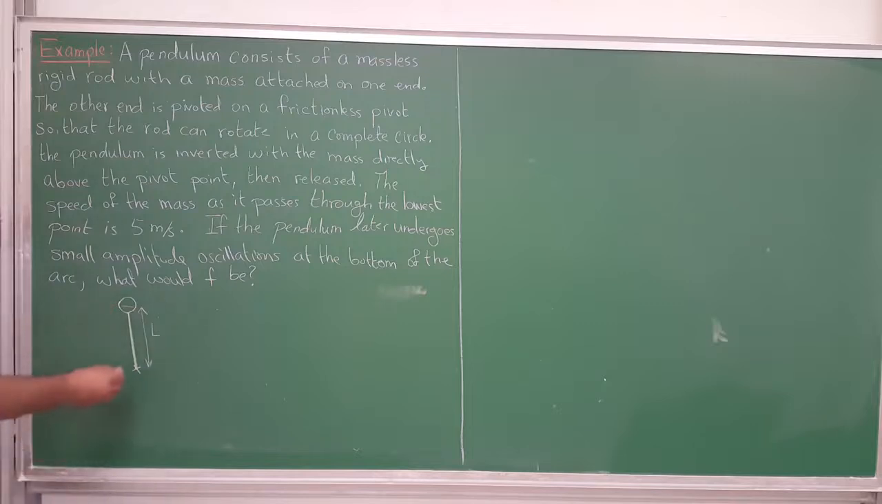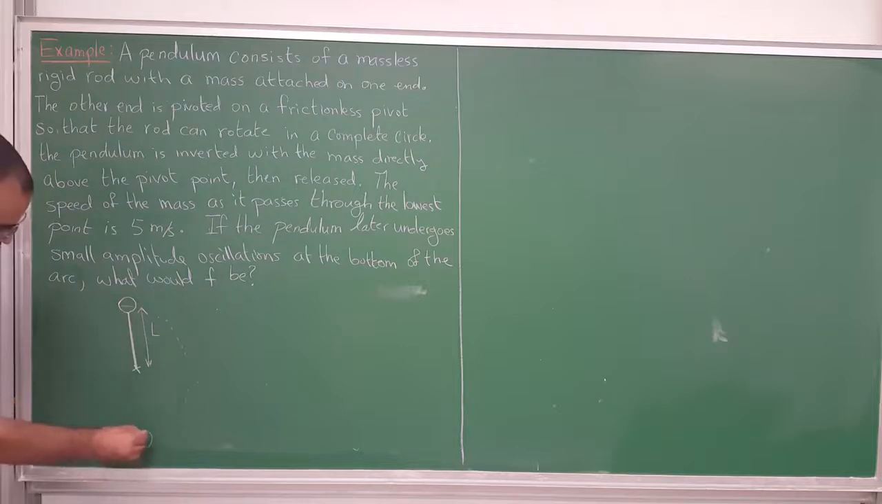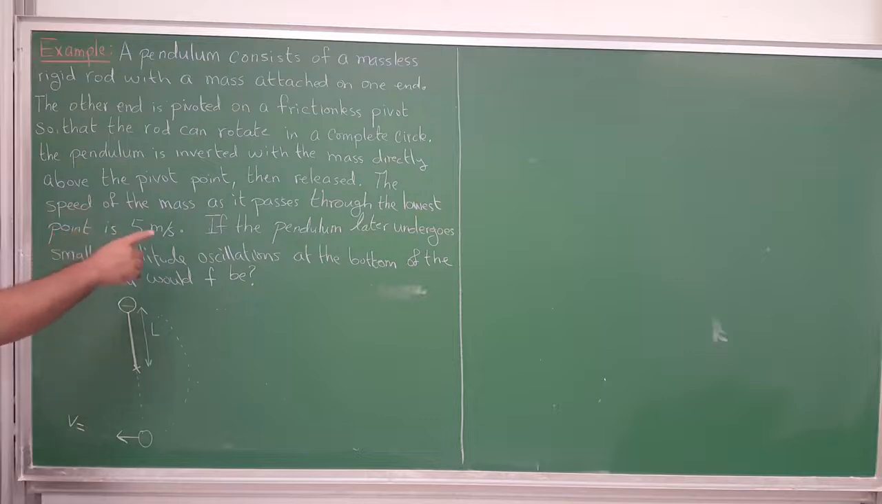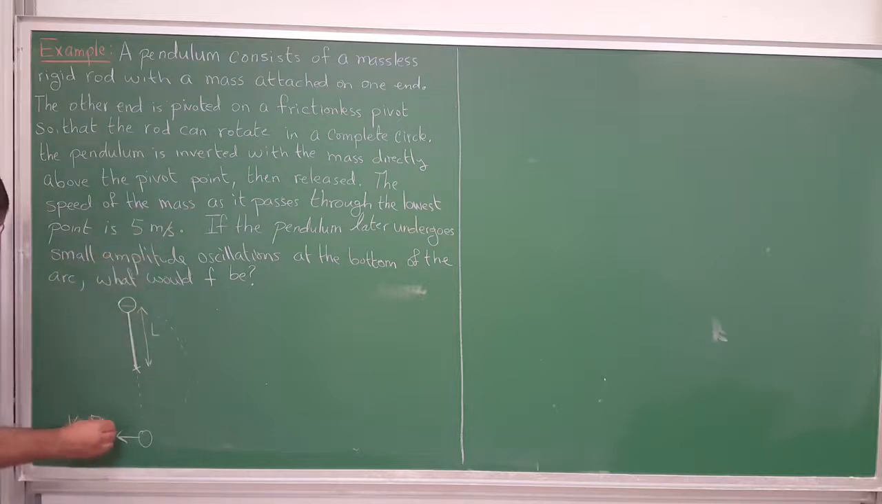The mass is released from rest, and then it will swing. When it gets to the bottom, the speed is 5 meters per second. At the top, the speed is equal to 0. So we need to find the length of the rod. This is the first part.